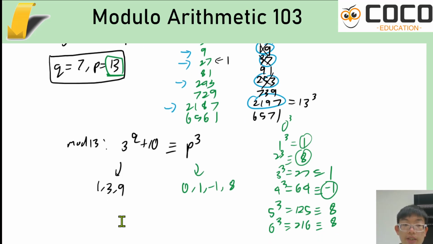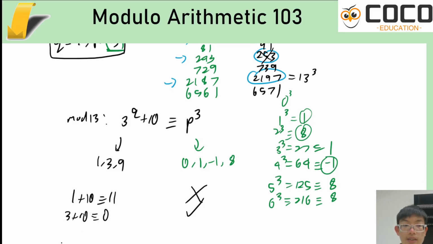Now a very quick check will tell us that 1 plus 10 is 11, which does not exist here. 3 plus 10 is congruent to 0, which exists. And 9 plus 10 is congruent to 6, which does not exist. So only this one works as a way of satisfying it mod 13.